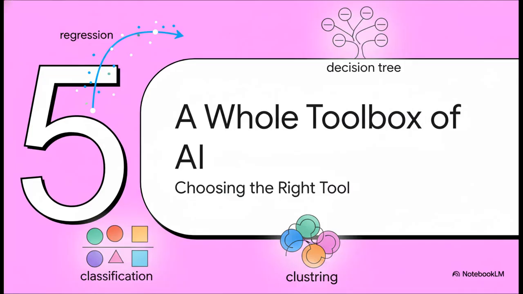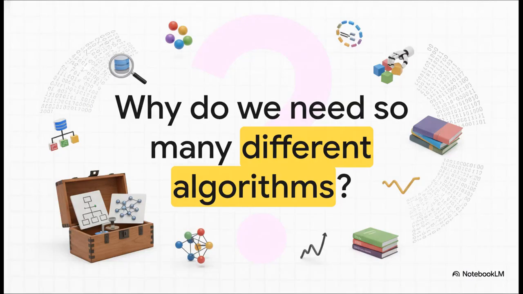Okay, so we've looked at regression for predicting numbers, classification for sorting into categories, decision trees for learning rules, and clustering for finding hidden groups. This brings us to a really important high-level question. I mean, why isn't there just one master algorithm that's the best at everything? Why do data scientists need this entire toolbox filled with different approaches?